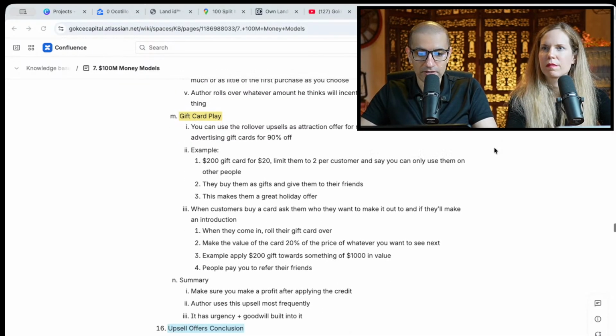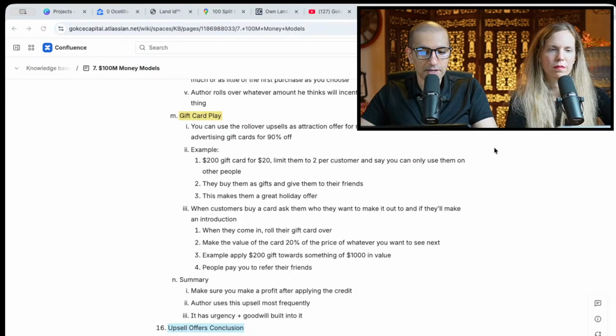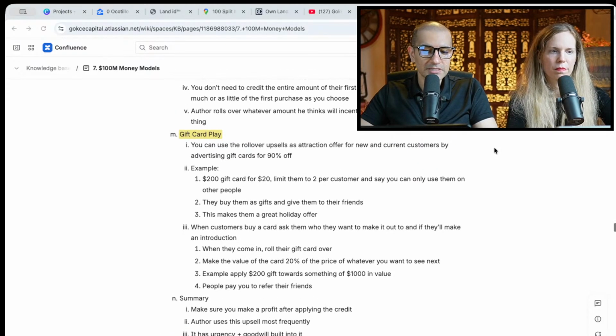All right. Final play, gift card play. You can use the rollover upsells as attraction offers for new and current customers by advertising gift cards for 90% off. So a $200 gift card for $20, limit them to 2 per person, and say you can only use them on other people. They buy them as gifts and give them to their friends. This makes them a great holiday offer.